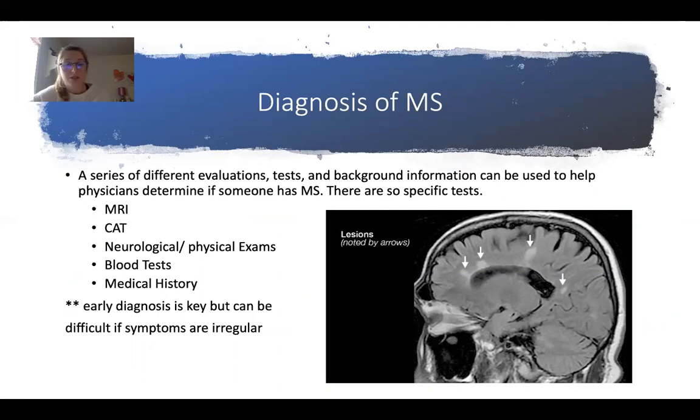The diagnosis of MS is done by a series of evaluations, tests, and background information by your physician or doctor. These include MRIs, CAT scans, neurological and physical exams, blood tests, and medical history. It's important to note that there are no specific tests that can identify someone as having MS. Early diagnosis is key, but can be very difficult since symptoms are irregular and different in each person.